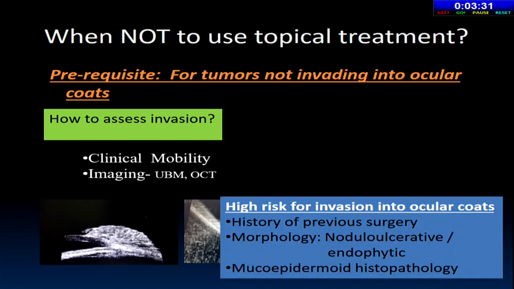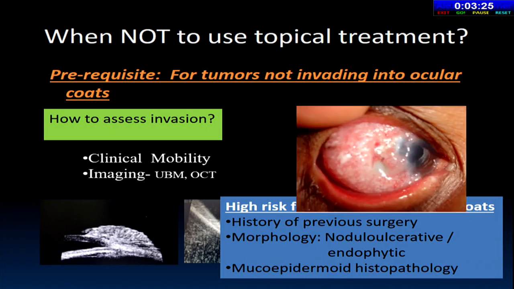But then there are also other high-risk features you must keep in mind. So if there's history of previous surgery, morphology which is nodulo-ulcerative or endophytic, or a mucoepidermoid histology, go in for surgery and not topical therapy.